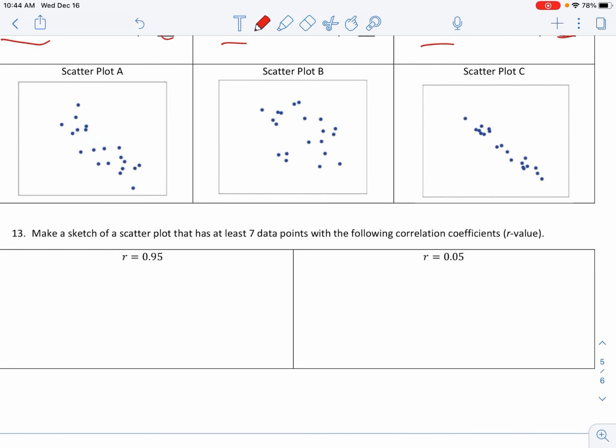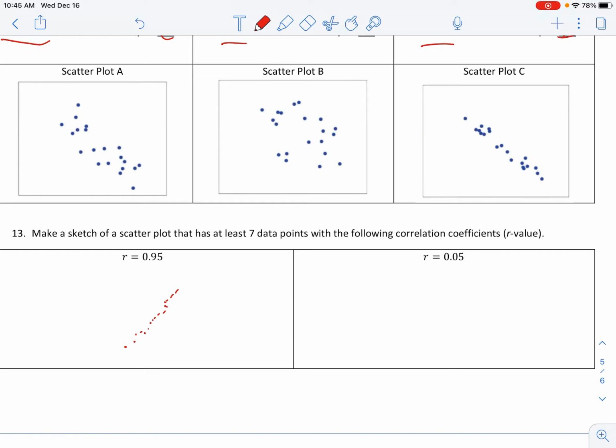So now make a sketch of your own. So if it's a 0.95, it's positive. So I should see data points that are positive. And then I should also see it's pretty darn close to 1. So I should see them almost making a line. So something pretty darn close to like that.